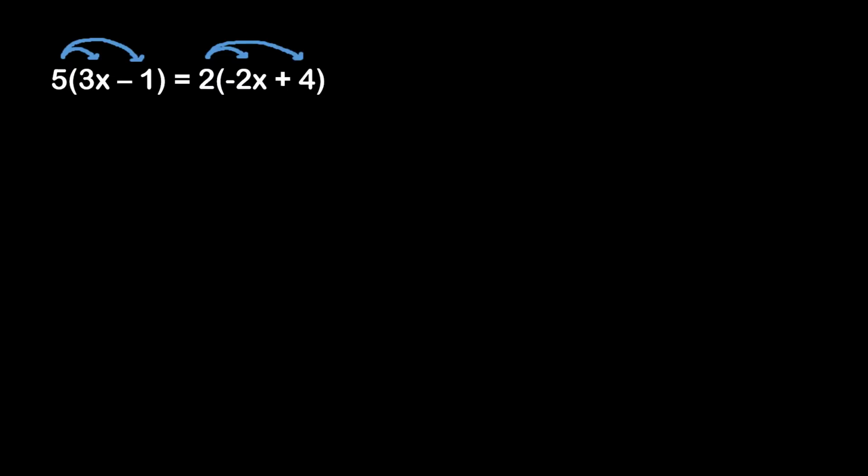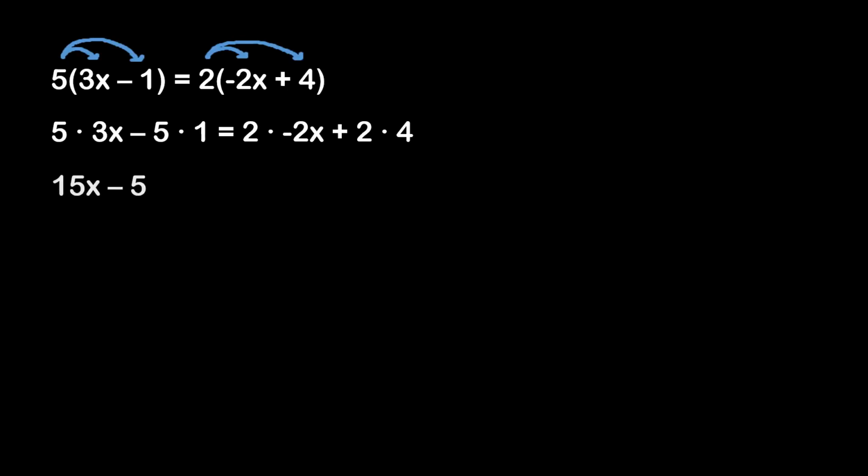It's the exact same idea we went over before. The 5 is going to multiply the 3x and 1, and the 2 is going to multiply the negative 2x and 4. In this case, we'll have 5 times 3x minus 5 times 1 is equal to 2 times negative 2x plus 2 times 4. So those whole numbers are being distributed to each of the terms. And from that point we have 5 times 3x is 15x, and 5 times 1 is 5. So on the left hand side we have 15x minus 5. On the right hand side we have 2 times negative 2x is negative 4x, and 2 times 4 is 8. So we have negative 4x plus 8.